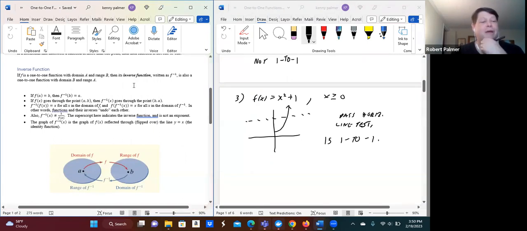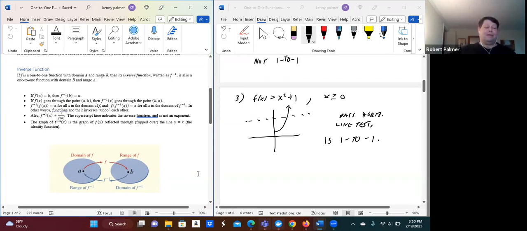So let's look back over at the left. If a function f is 1 to 1 with domain A and range B, its inverse function is f inverse, written f negative 1, and this is not a power, this is the way the inverse function is written. It is also a 1 to 1 function, and basically it trades domains and ranges, as this shows down here. If you start with a function f, it takes the number A and transforms it to B. An inverse function does the opposite. It takes B and turns it back to A.